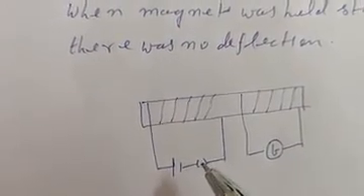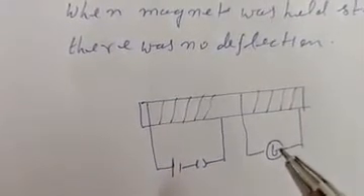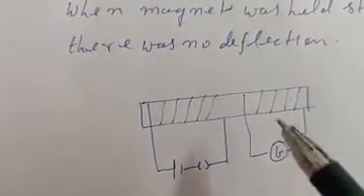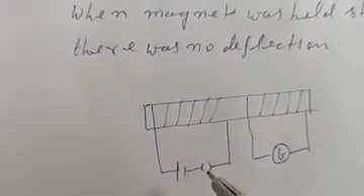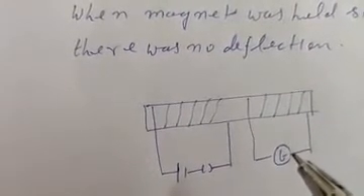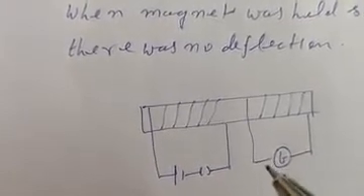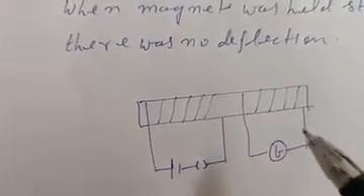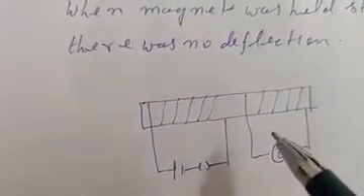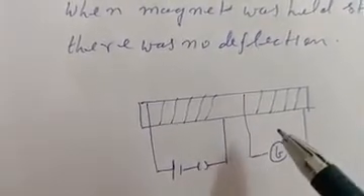When this key was inserted, there was a momentary deflection in the galvanometer. It means for a fraction of a second there was current in this circuit. And when this key was removed, again there was a momentary deflection. So in both cases there was a momentary deflection in the galvanometer. It means the current was induced for a fraction of a second. Why are we saying induced? Because it is not connected directly with any source. So current is induced in this coil.